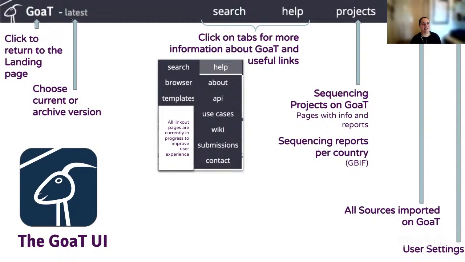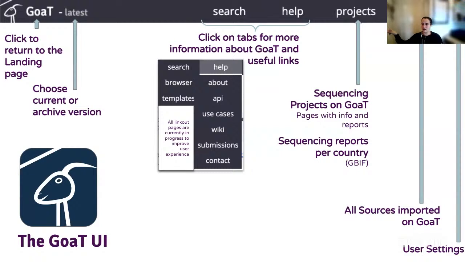This thing here says latest, but actually you can choose back in time how GoaT looked. So let's say that you are publishing a paper in 2022, like the GoaT paper. We anchored all of the data and all of the links of that paper to that date, and we archived the data. We are trying to keep archive versions every 3 to 6 months, so people can actually cite GoaT and create links that go back in time.